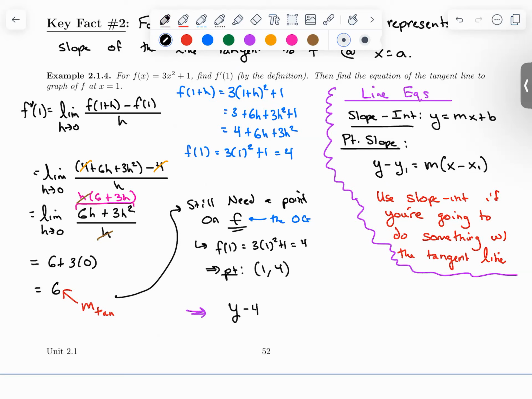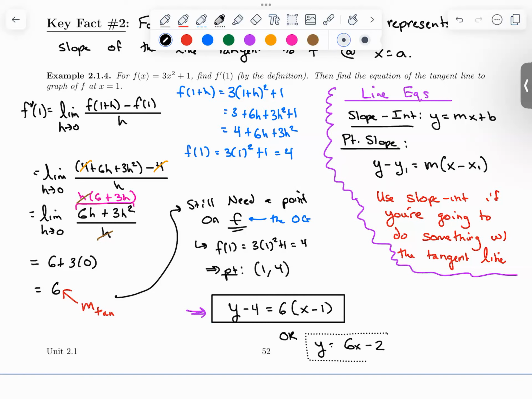So that means using point slope form, we have y minus y sub 1. So y minus 4 equals m, which is 6, times x minus x sub 1, which is 1. Or if you do want to write it in slope intercept form, y equals 6x minus 6 plus 4, so that's minus 2. Just because I'm petty, I'm going to box this one in dotted lines to say that it's less good.